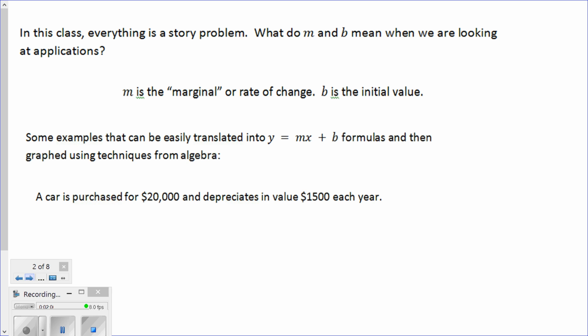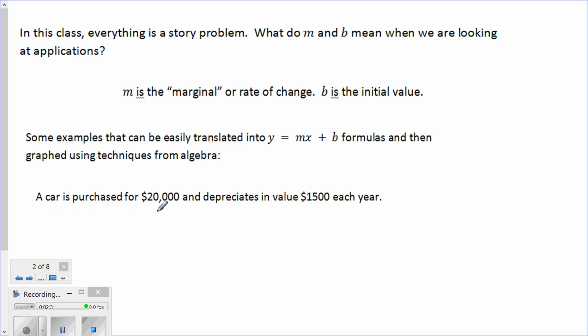Now in this class, everything's going to be a story problem, so we want to think about what m and b, the slope and y-intercept, mean when we're looking at applications. So m is the marginal cost or profit or revenue. It's the rate of change, how much things are changing. And when we're reading a story problem, we can often spot the slope because it's given in units of something per something, or something each something. b is the initial value, so the original value, starting value, value at time t equals 0. Some examples can be easily translated into y equals mx plus b.